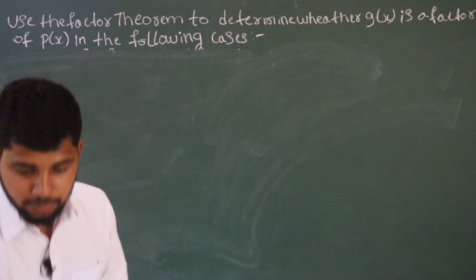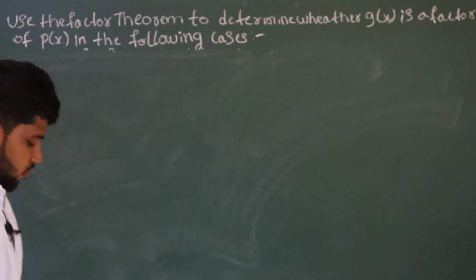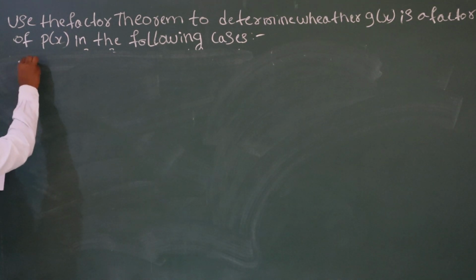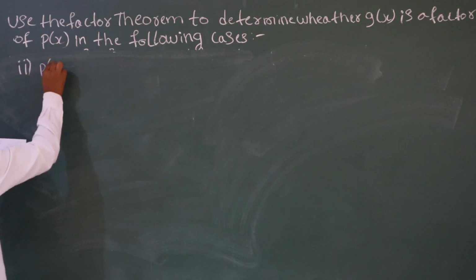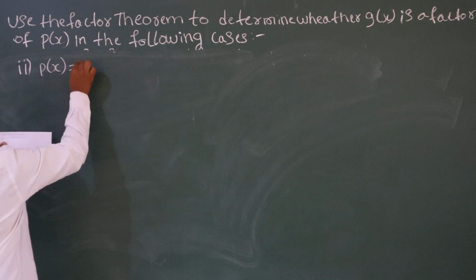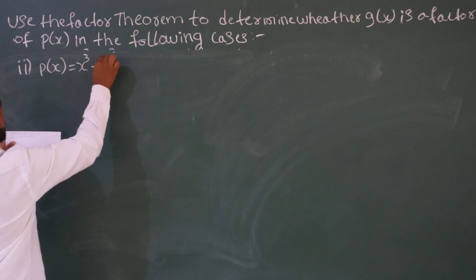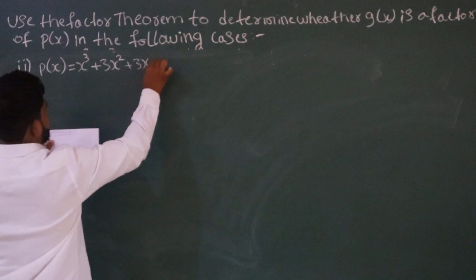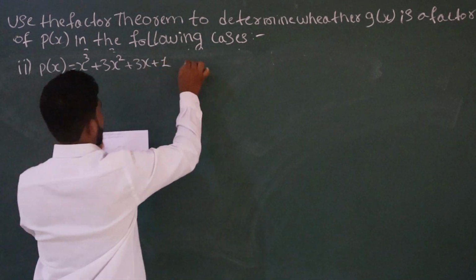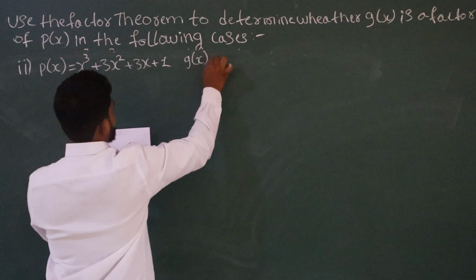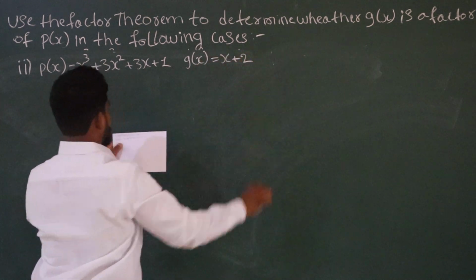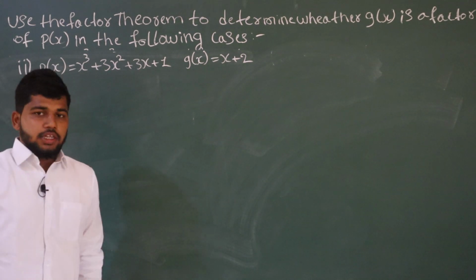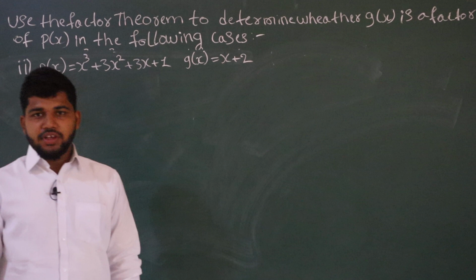Look at the second problem. P of x is equal to x cube plus 3x square plus 3x plus 1 and g of x is equal to x plus 2. Now in the second problem also they have given the p of x and the g of x.